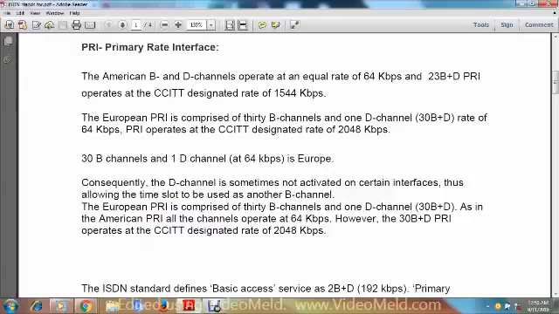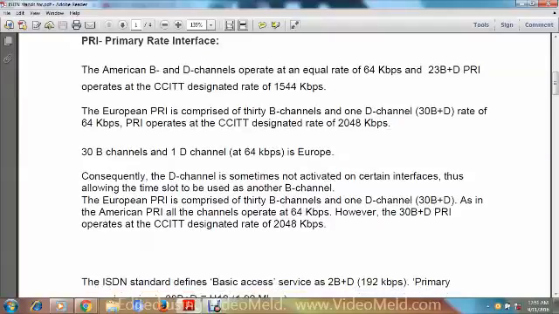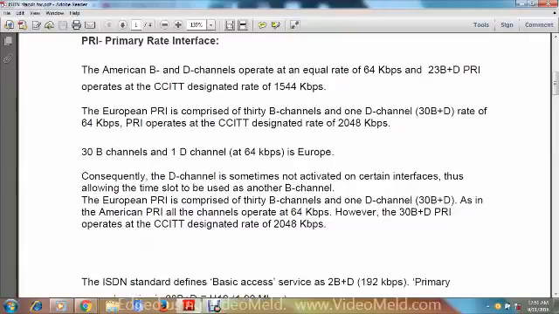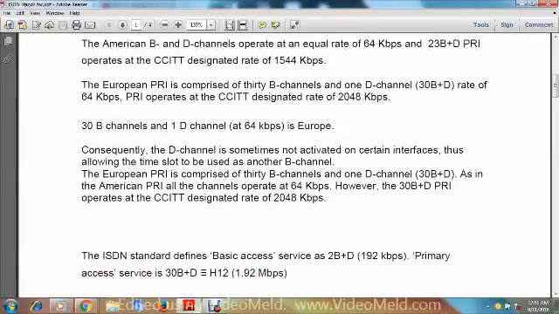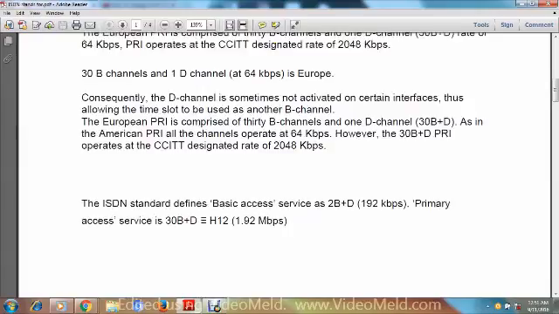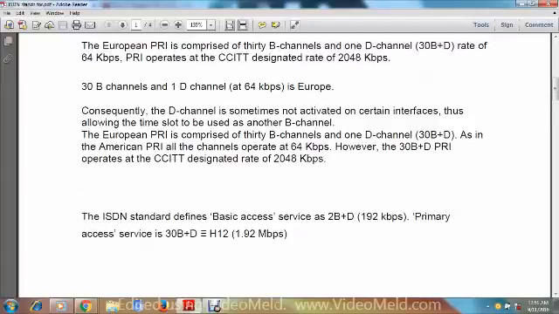30 B channels and one D channel, at 64 kbps, is Europe. Consequently, the D channel is sometimes not activated on certain interfaces, thus allowing the time slot to be used as another B channel. The European PRI is comprised of 30 B channels and one D channel, 30B plus D. As in the American PRI, all the channels operate at 64 kbps. However, the 30B plus D PRI operates at the designated rate of 2048 kbps.